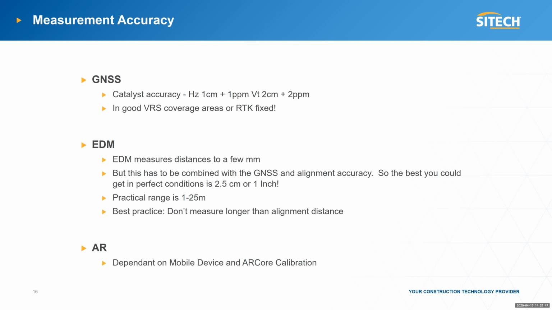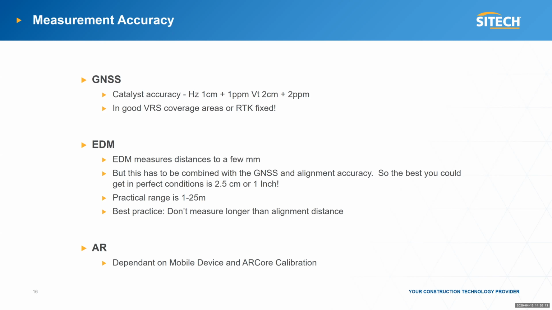So it's recommended that you don't measure a point farther away than the distance that you walked for aligning the model. Let's say if I walked 10 meters to align the model, for the best accuracy, it's recommended to measure a point between 1 and 10 meters.